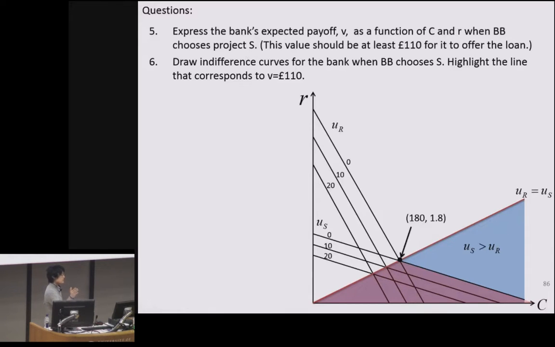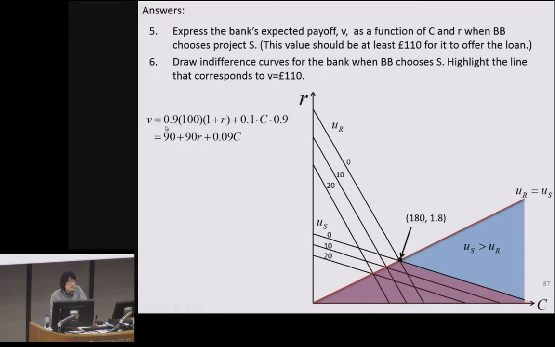Okay, this time the bank's payoff, bank's expected payoff. The bank's payoff, of course, depends on the loan contract C and R. The bank's payoff also depends on the project choice by Brown Bakery. So let's assume for now that Brown Bakery will select the safe project. And let's compute the bank's expected payoff. And our assumption is that this is at least £110. This is the bank's expected payoff when Brown Bakery selects the safe project.